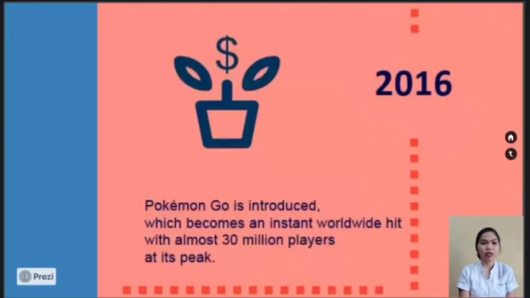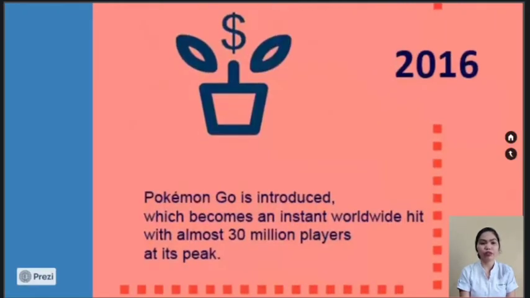In 2016, Pokemon Go is introduced, which becomes an instant worldwide hit with almost 30 million players at its peak. The game quickly became one of the most popular smartphone applications and in turn spiked the popularity of augmented reality games. The game involved players visiting real-world locations to capture virtual creatures.